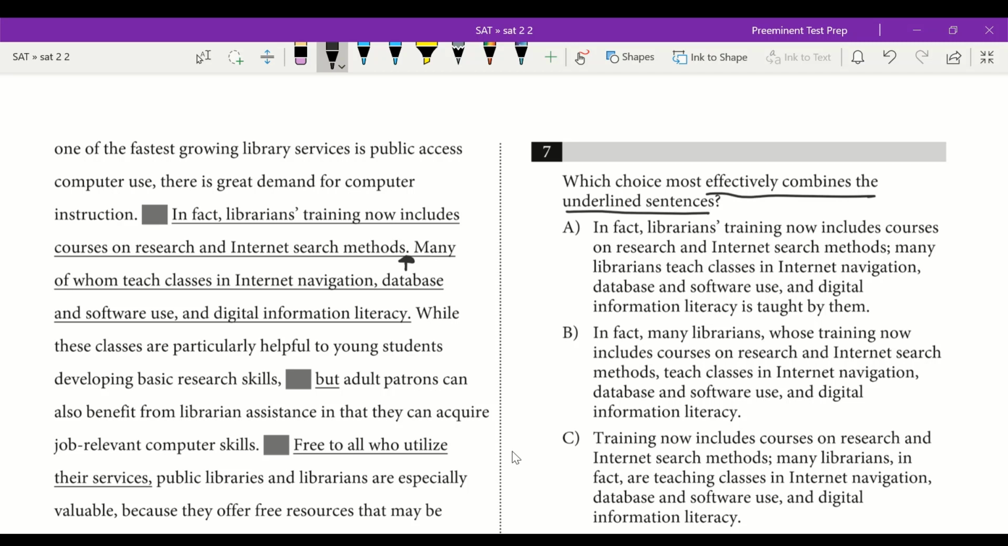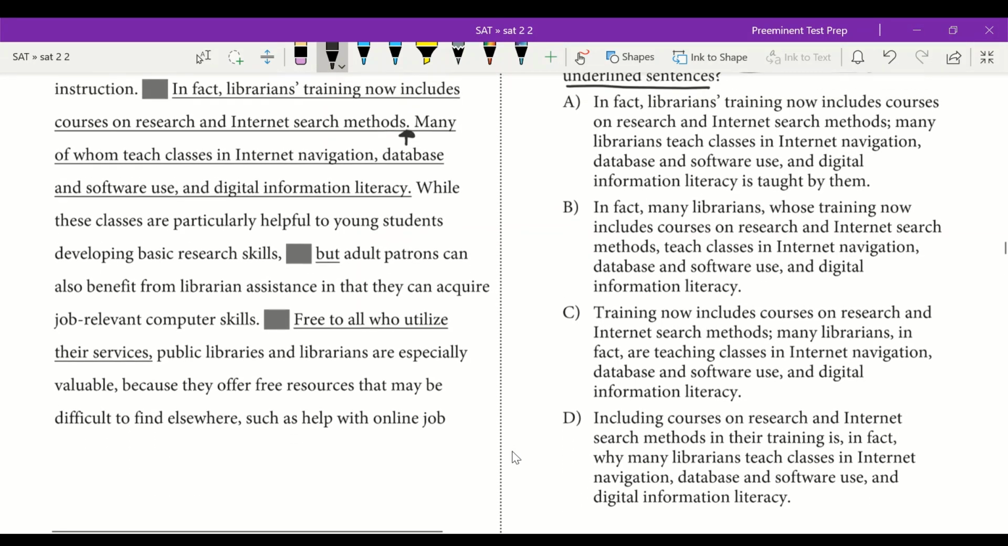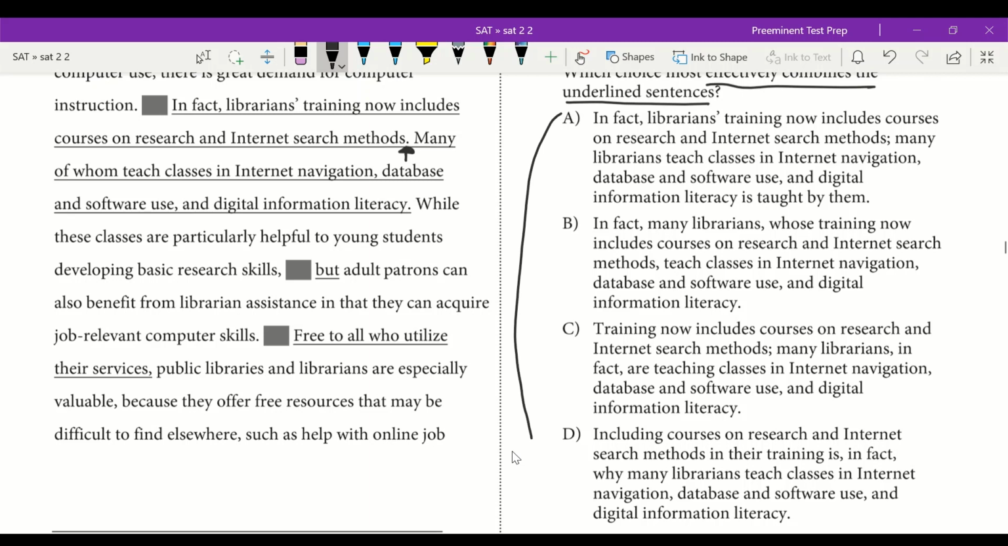So we have, "In fact, librarians' training now includes courses on research and internet search methods, many of whom teach classes in internet navigation, database and software use, and digital information literacy." All right, so what I'm going to look for when I look at my answer choices is I'm actually going to start with my shortest answer choice first, right? Because we want to be efficient by combining these sentences. So I'm going to start with the answer choice that has the least length. I'm not going to go through and count the words, just the one that visibly looks like it's the shortest, and see if that one works first.